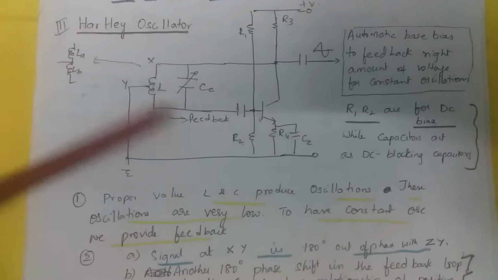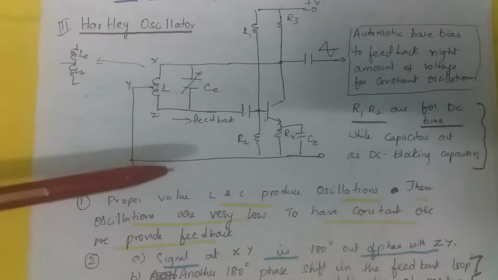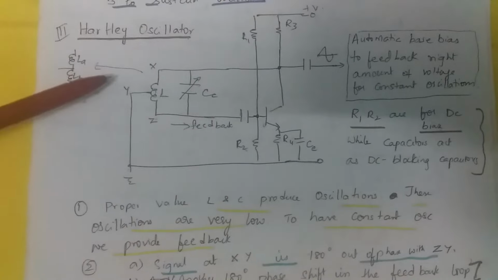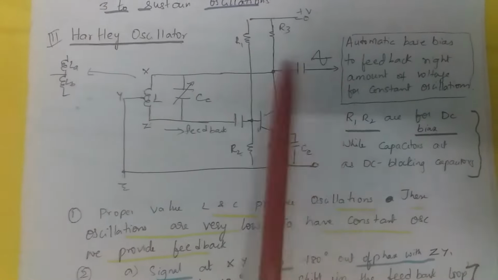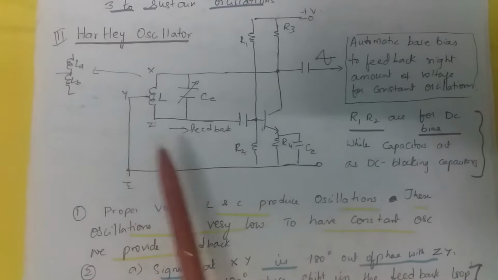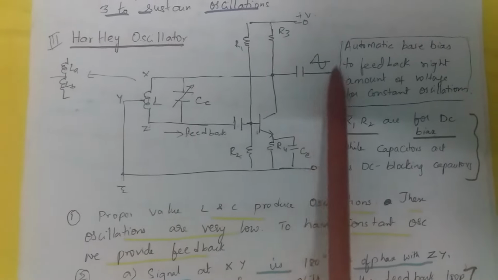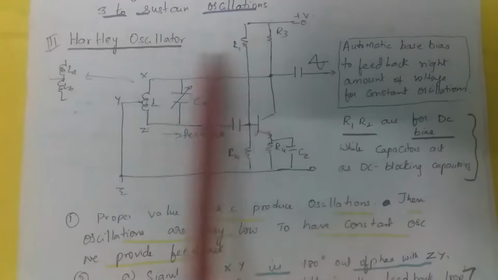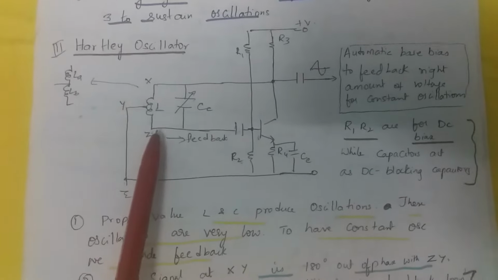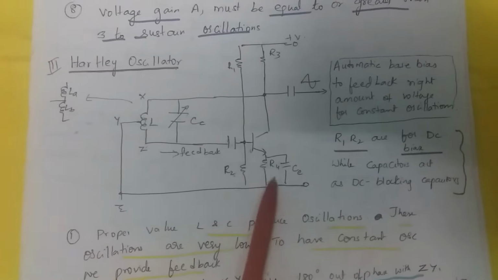So we're using a center tapped transformer. Why are we using it? We're using it to feed back exactly the right amount of voltage for constant amplitude oscillations. For example, if you feed back more than necessary, the amplitude of oscillations can be controlled by biasing the amplifier in such a way that if oscillations increase in amplitude, what happens? This appears over here. The signal at XY is 180 degrees out of phase with YZ.